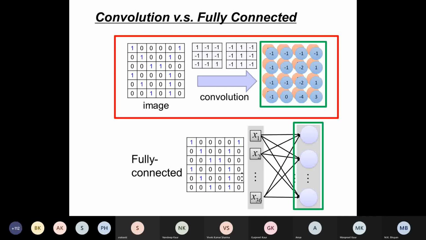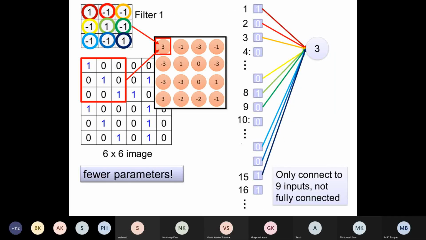The max pooling concept I have already explained. So the max pooling concept, filter 1. For this neighborhood, I have to determine the maximum value. You can see the maximum value is 3. Corresponding to this, the maximum value is 0. Corresponding to this, the maximum value is 3. Corresponding to this, the maximum value is 1.